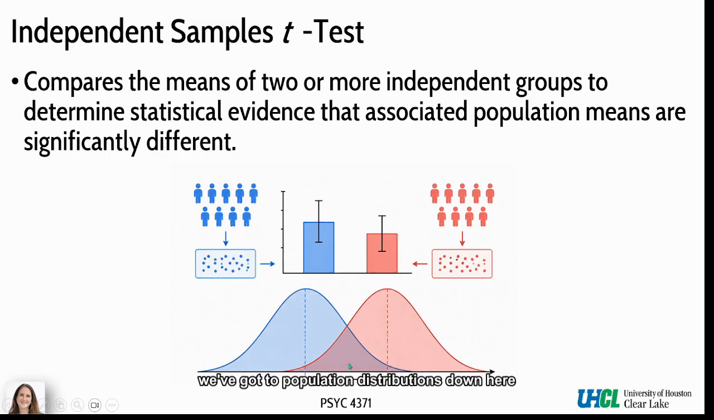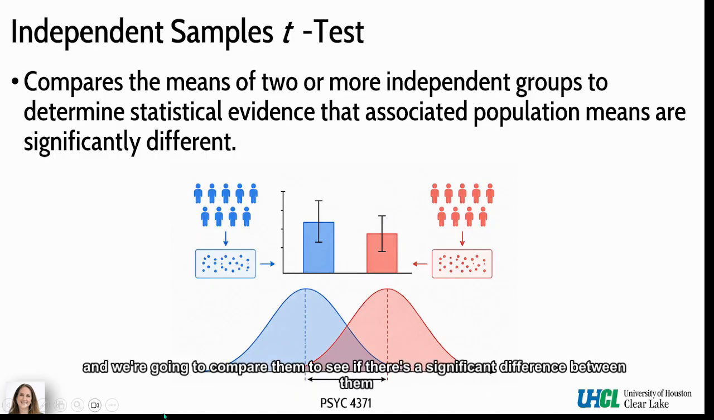You've got an image down here that summarizes what we're doing. We've got two population distributions down here, right? We've sampled from those populations. We've done something different between the two groups. We have a sample mean for each of them, and we're going to compare them to see if there's a significant difference between them.